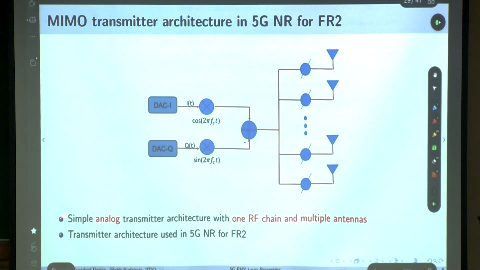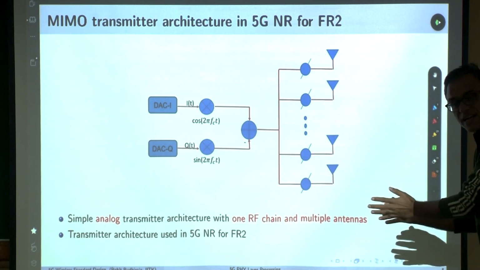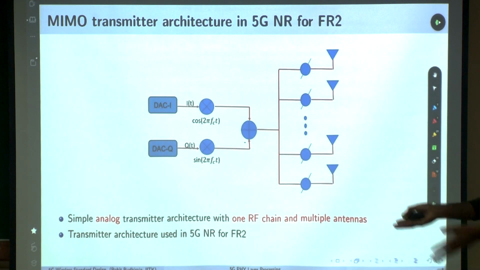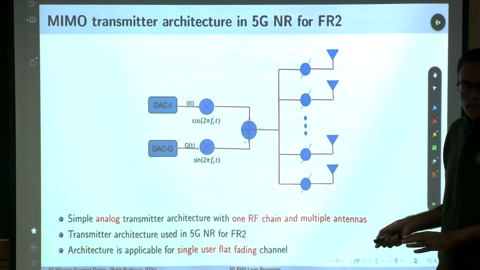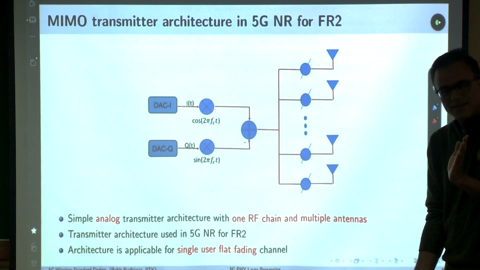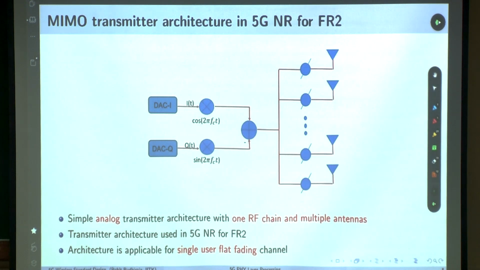Okay, so this is the transmitter architecture used in 5G NR for FR2. This is one kind of architecture. Don't generalize it, but typically this is most commonly used. Okay, right? And then what are we saying? Be careful about where this architecture is applicable: single user flat fading channels. Basically line of sight, right? You have to ensure that the channel doesn't change across subcarriers. Okay, and you have to satisfy these two conditions.